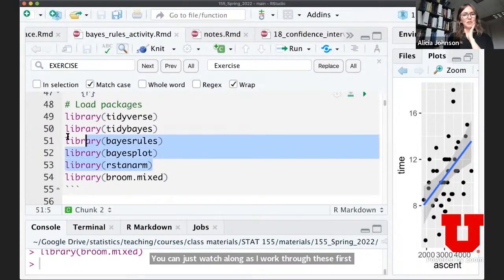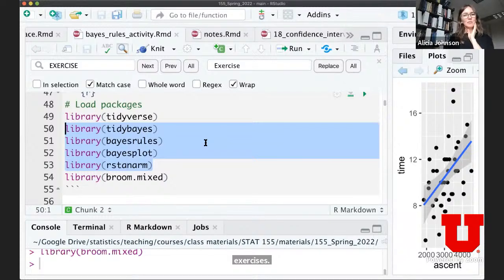The four in the middle here are Bayes specific. So the tidyverse and broom.mixed packages are more universal.